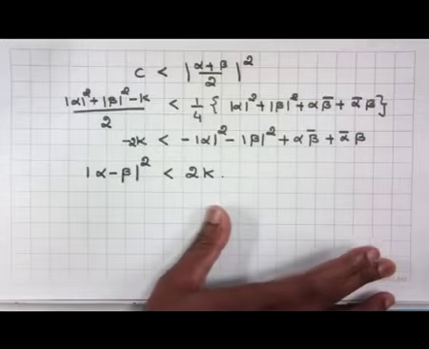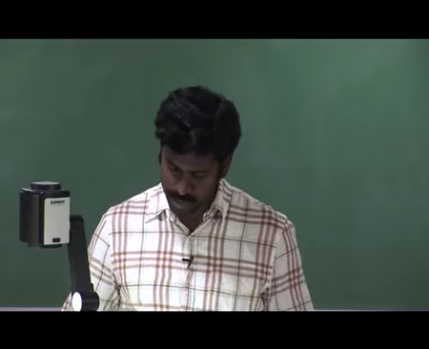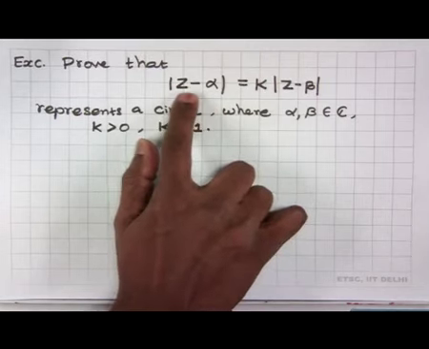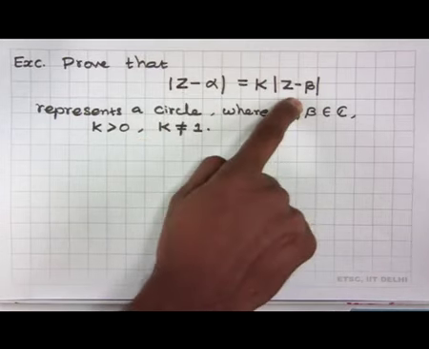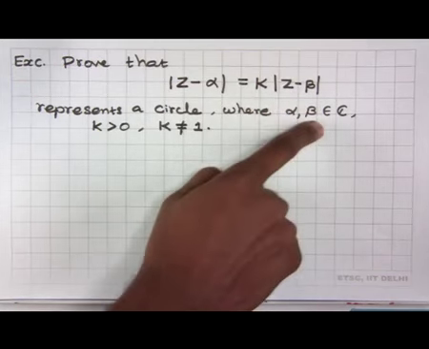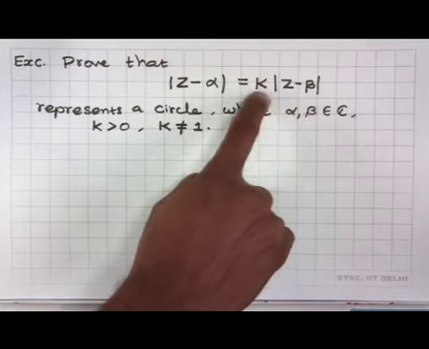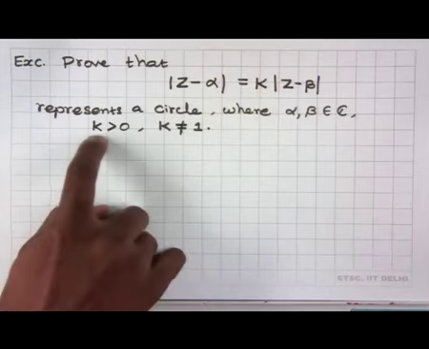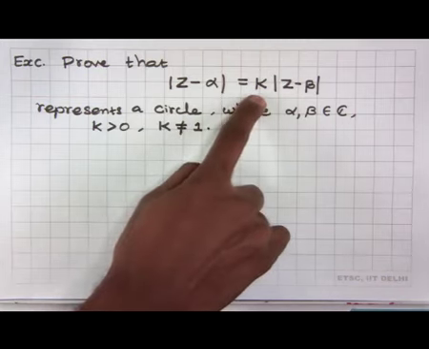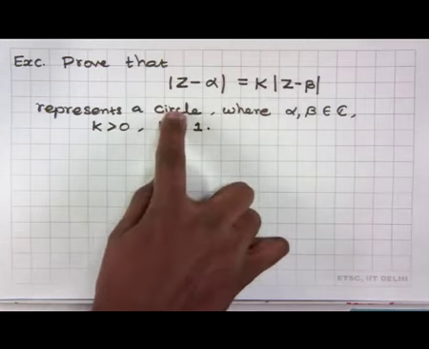Let me give you some simple exercises. Suppose z satisfies this equation, where α and β are complex numbers and k is a positive real number which is different from 1, then we can show that it represents a circle.